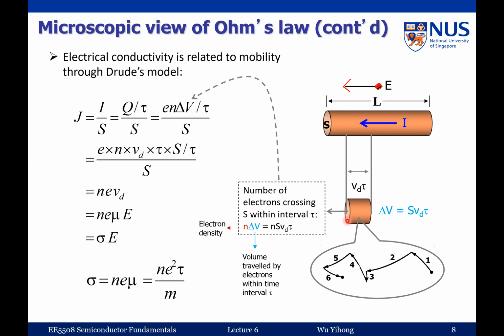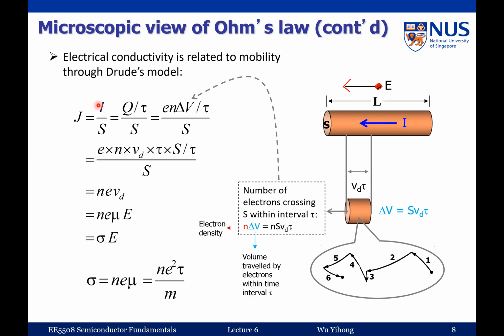this cross section will be given by the volume of this. So the volume of this basically is this cross section S multiplied by this length, and then multiplied by the electron density, right? So that basically is the number of electrons that should pass through this cross section area per time tau. And then we can calculate what the current density is.